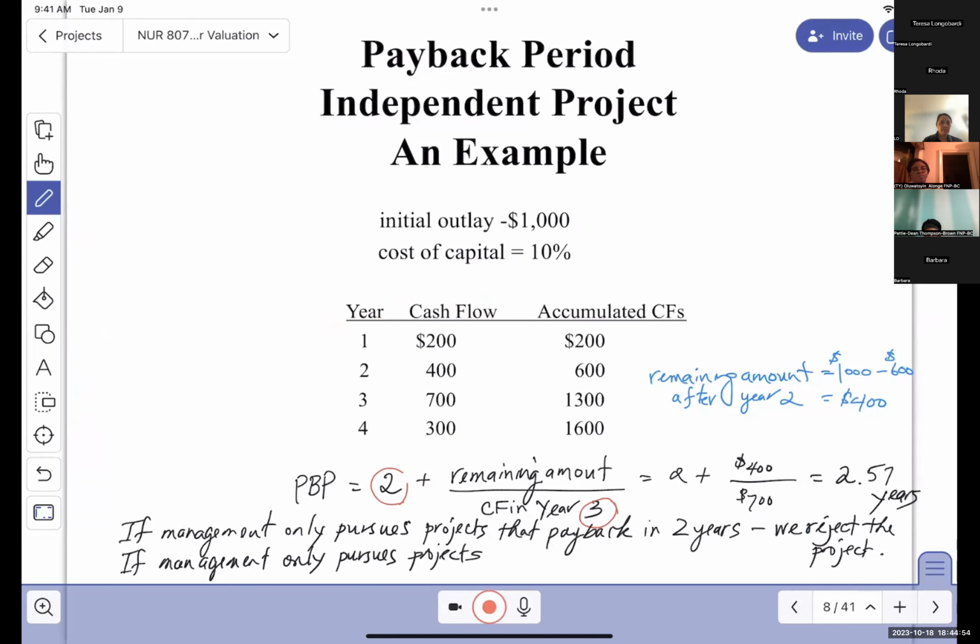All right, so if you had to present this to somebody, they might present you a series of cash flow projections and show you that however we look at it, it's going to pay back within about 2.5 years. So they make some sort of statement like that. If management only pursues projects that pay back in 3 years, we say accept. Okay.